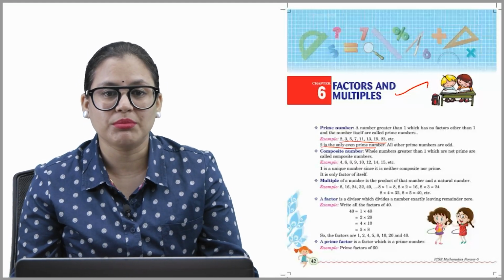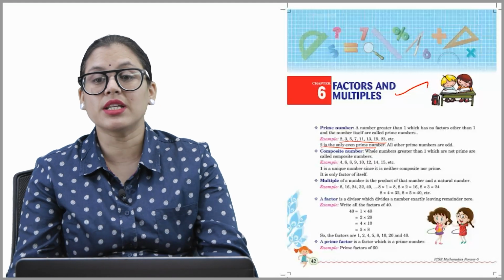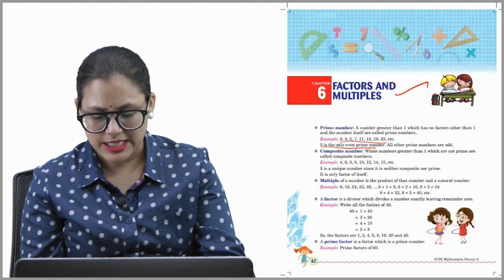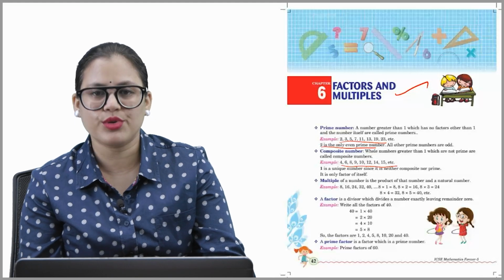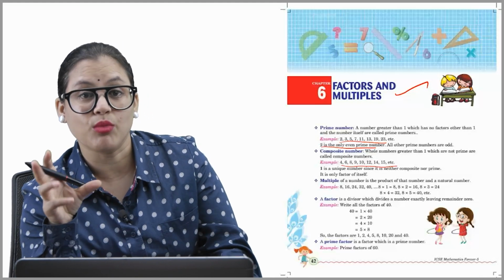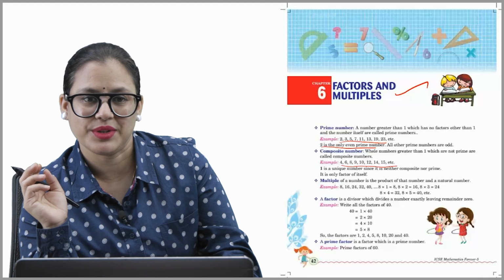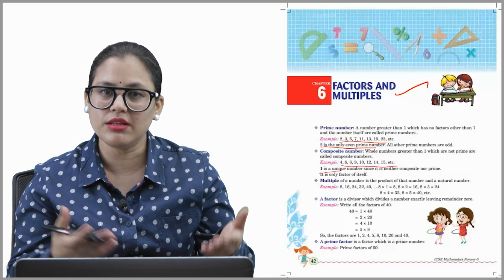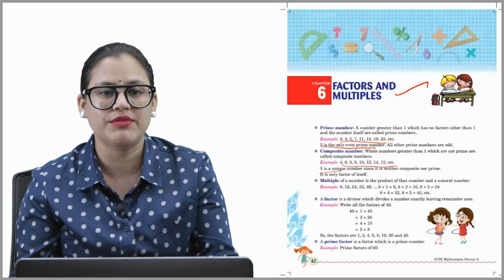Number 2, composite number. Whole numbers greater than 1 which are not prime are called composite numbers. Okay. See, all these are composite numbers, or you can also say that numbers which have more than 2 factors are composite numbers. Okay. And 1 is a unique number since it is neither composite nor prime. It is only a factor of itself.